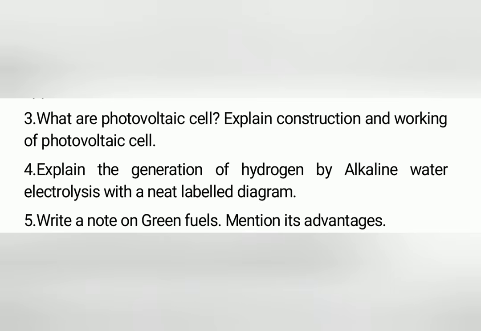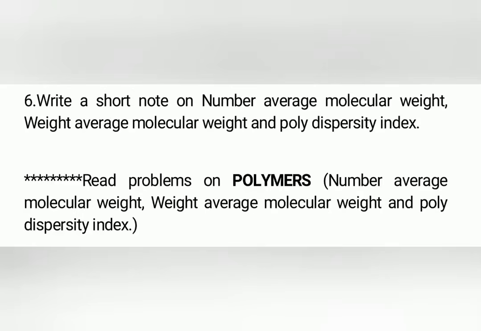The fourth question is explain the generation of hydrogen by alkaline water electrolysis with a neat labeled diagram. The fifth question is write a note on green fuels and mention its advantages. The last question is write a short note on number average molecular weight, weight average molecular weight and polydispersity index. These are the important questions in fourth module and the problems are also important in this particular module.